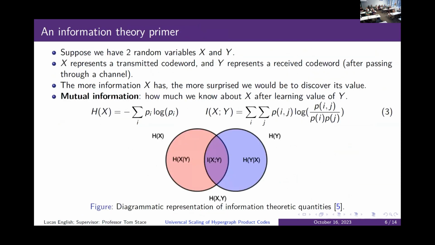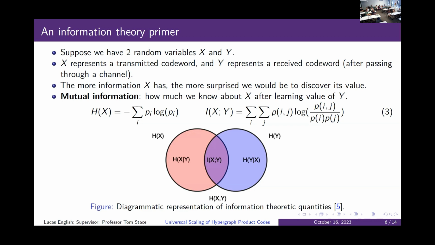So if you haven't seen information theory stuff much, I'll give a little primer. Suppose we have two random variables, x and y, where x might represent a transmitted code word. So we encode some logical state onto our Tor code. And then y is that state after we measure something sometime later. So the channel in this case is just time actually passing. And so the more information that x has, that random variable, the more surprised we are to discover its value.